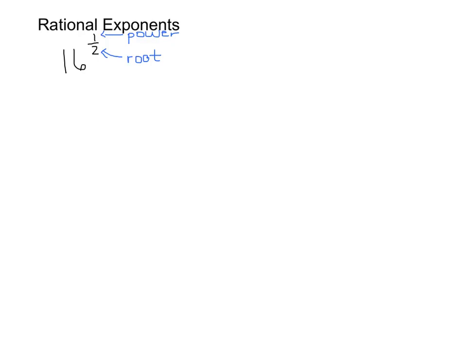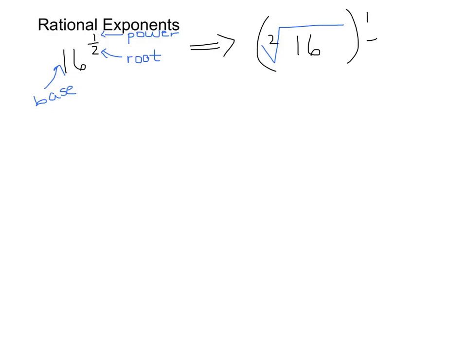So when you rewrite this, and this 16 represents your base. So when you write it, the 16 would go under here. The 2 would be your root, but you know we don't write 2. And then we're raising that all to the first power. So it'll look like this. And the square root of 16 we know is 4. Okay?